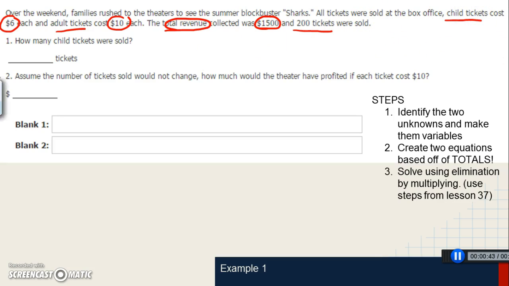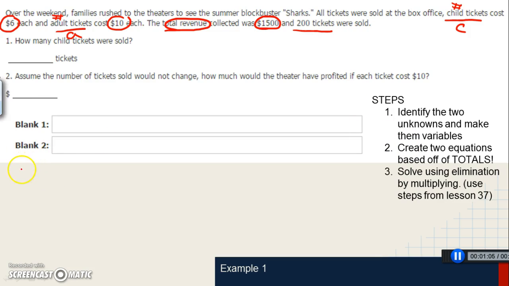So we've got child tickets at $6. We know how much they cost, but we don't know how many were sold. We'll call that C, the number of child tickets. And then we know the cost for adult tickets, but we don't know how many were sold, so we'll call the number of adult tickets A. Then total revenues we know, and total tickets we know. So we can begin to create our two equations based off of the totals.